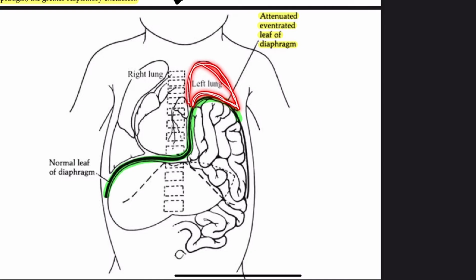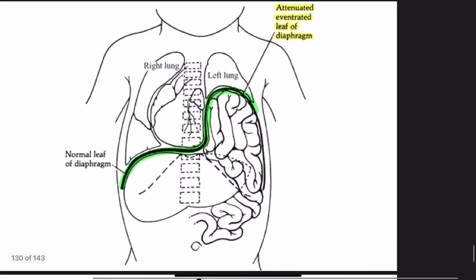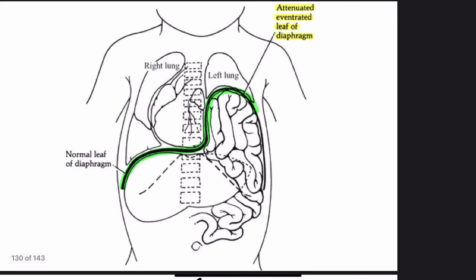It can also cause respiratory distress in newborns. So the left dome is pushed upwards, the attenuated, eventrated leaf of the diaphragm, basically on the left side. You can appreciate in the diagram that the right leaf is normal, but the left leaf is pushed upwards.